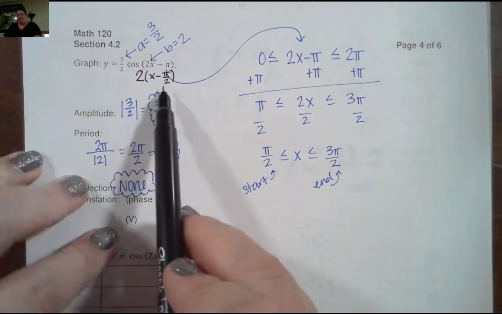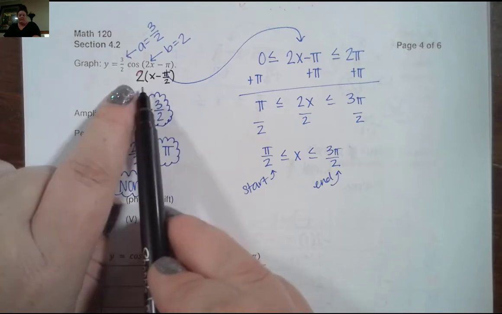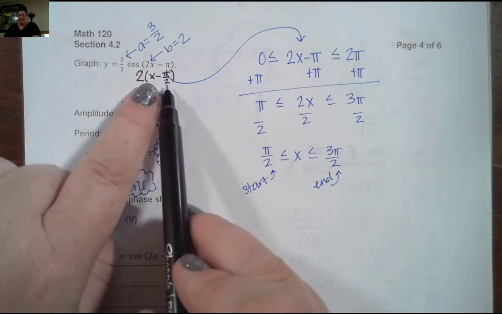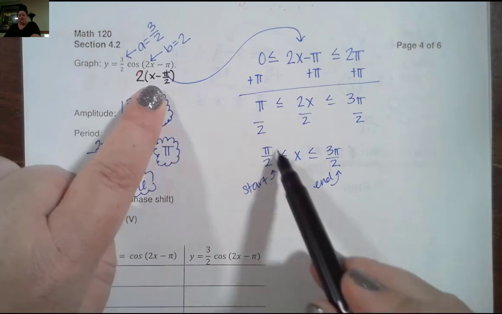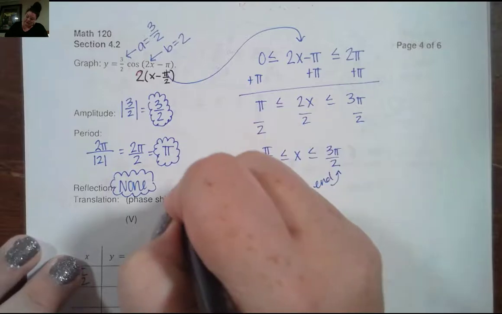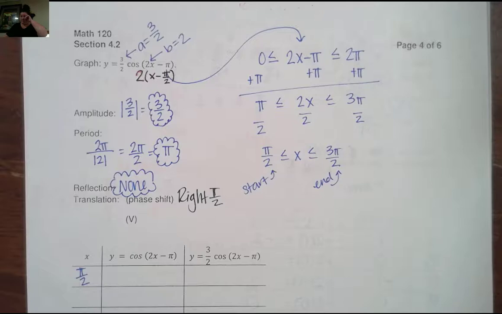So make sure, if you're just glancing at this to figure out your translation, that you first factor the 2 off. Now you can see that it's actually going to the right pi over 2, right? Which is confirmed as our starting point. Okay, so I'm going to go ahead and write that we went to the right pi over 2. If you're not able to see that until you've graphed it, that's totally fine.